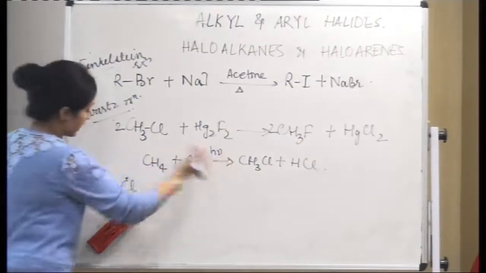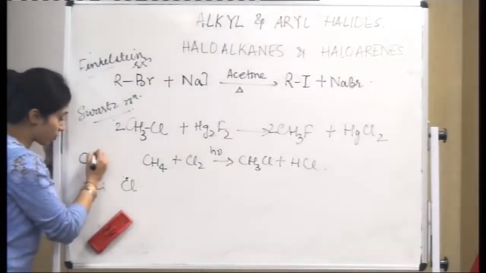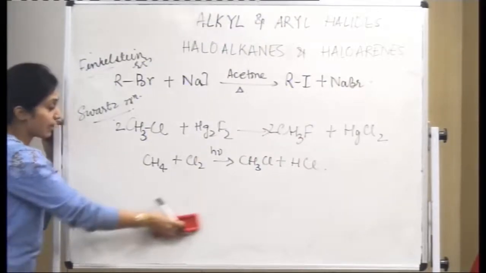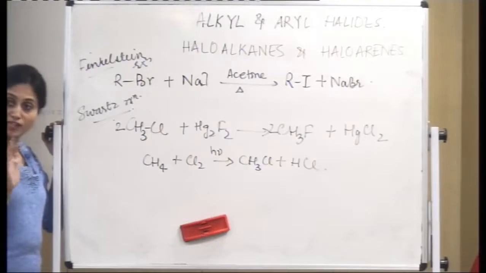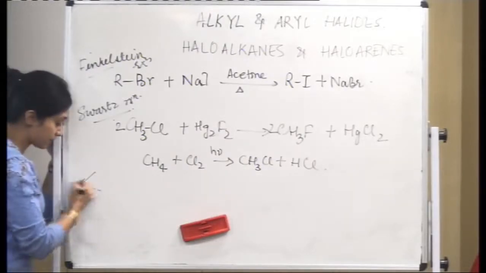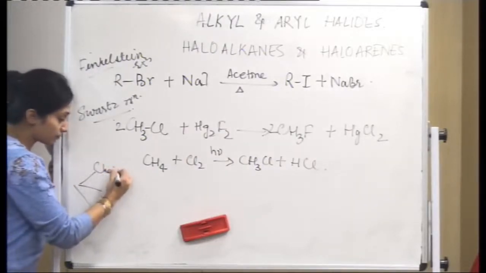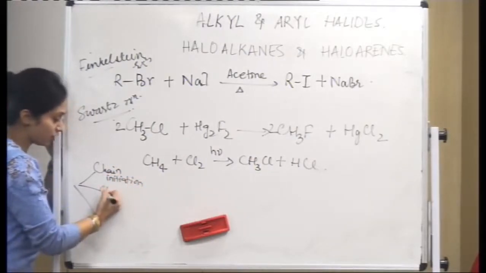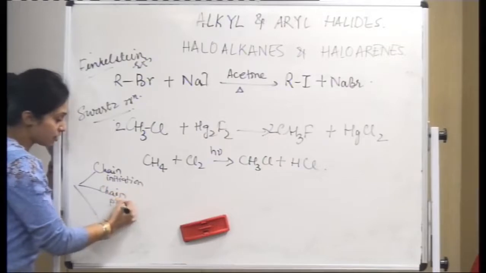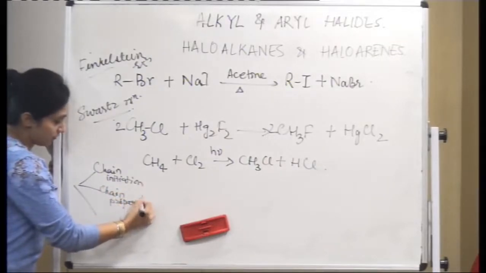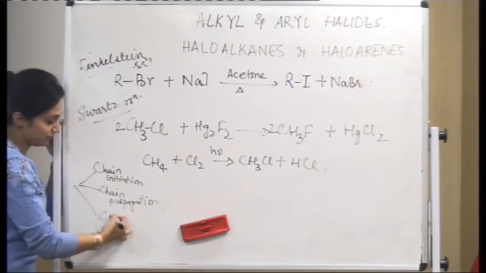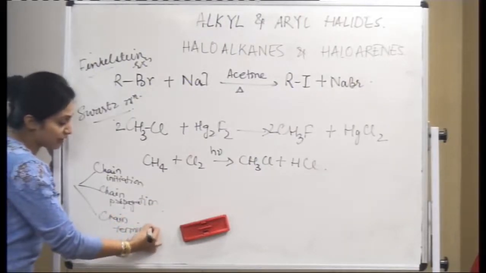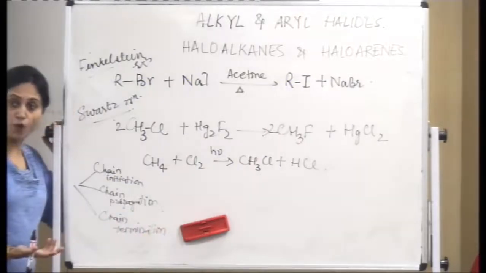How must CH3Cl be getting formed? By the formation of CH3 free radical plus Cl free radical. I am not going into the mechanism, but you can remember that the free radical mechanism has 3 steps: chain initiation, chain propagation, and chain termination. How is it terminated? When 2 free radicals combine with one another and form a molecule.